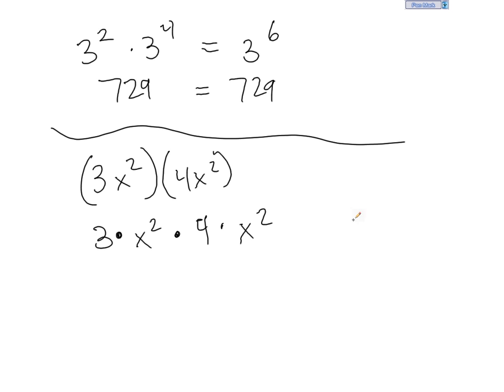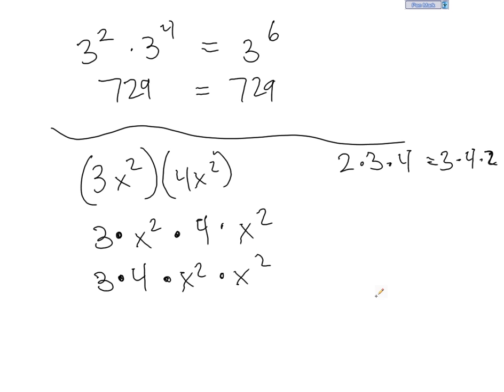Alright, well, order of multiplication doesn't matter. For instance, we know that 2 times 3 times 4 is the same thing as 3 times 4 times 2. And you can prove that to yourself, that order of multiplication doesn't matter, it's commutative. So I can rearrange this to make it look more appropriate. So I have 3 times 4 times x squared times x squared. All I'm doing is putting all my variables towards the back.